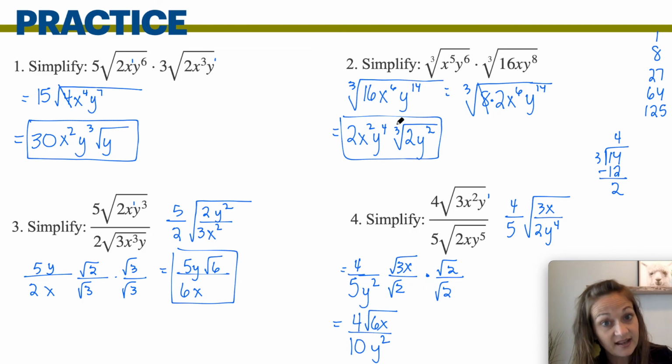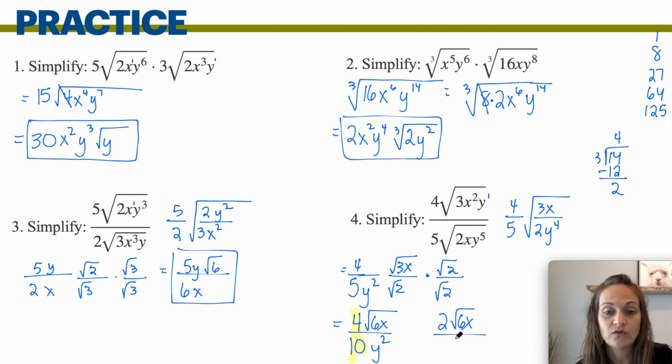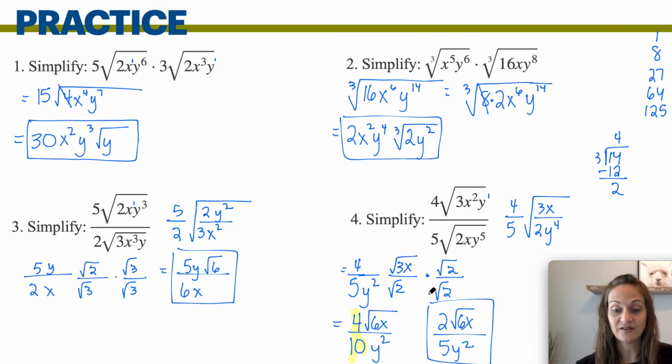The only thing left now is the fact that 4 and 10 can be reduced. 4 divided by 10 is the same thing as 2 over 5, and that will be our final answer.